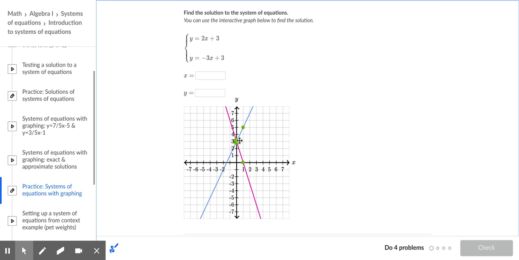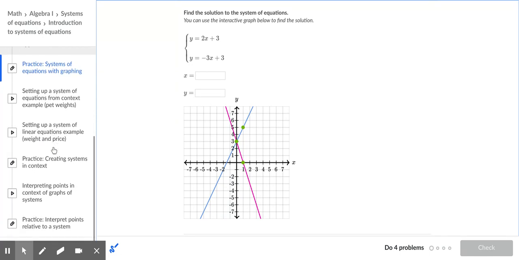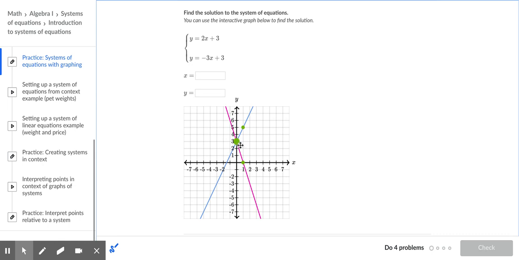My solution is the point where they cross. In this case, that would be (0, 3), right? X is 0, y is 3. So that would be my solution. What I put here would be (0, 3). Okay, so that's graphing. Remember that if you have this situation where the lines are parallel to each other, that's going to be no solution, because no matter how far these go, they're never going to cross.